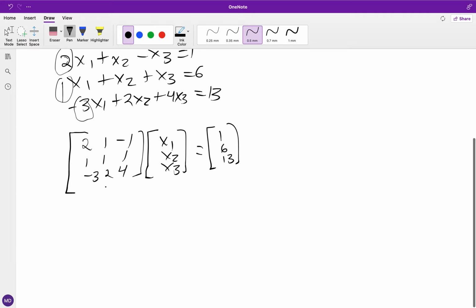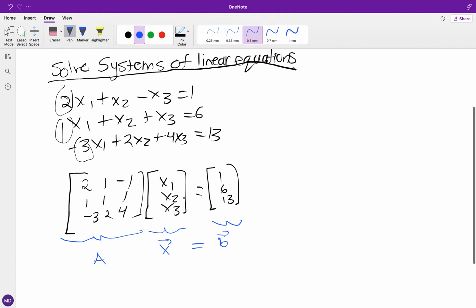Now another common way to visualize this, or a common way you might remember from linear algebra, is that we call this our matrix A. This is our vector x, and this is our vector b, the right side of our equation. So we have the formula Ax equals b.